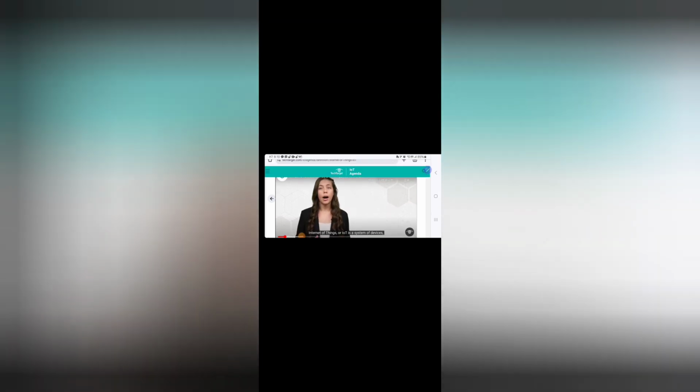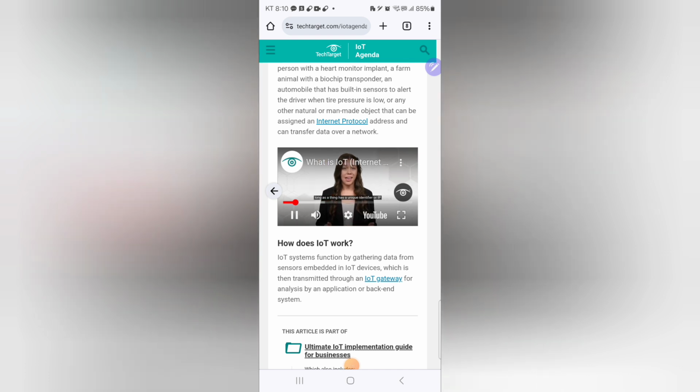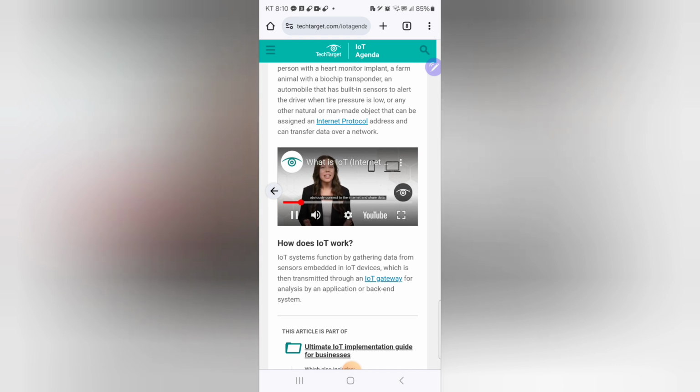How many minutes? 8:35. The Internet of Things, or IoT, is a system of devices, computers, digital machines, and even people and animals that can transfer data over a network. As long as a thing has a unique identifier or IP address, it's part of this system. Things in this system include cell phones, laptops, devices that obviously connect to the internet and share data. But IoT also includes a person with a heart monitor implant, a farm animal with a biochip transponder, or a car alerting the driver of low tire pressure.